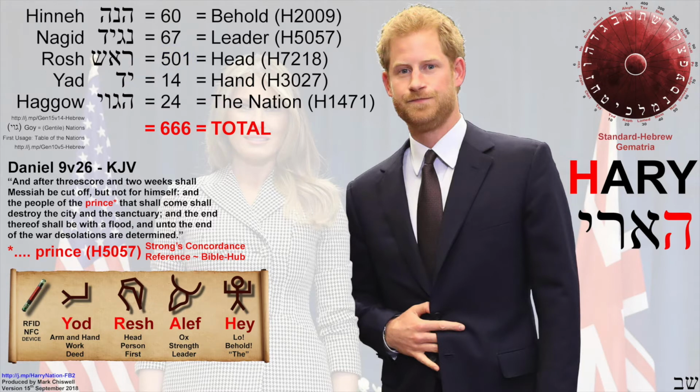The total of those four letters is 642. The Gematria for the Hebrew word Hagal, which means the nation, is 24. 642 plus 24 equals 666.